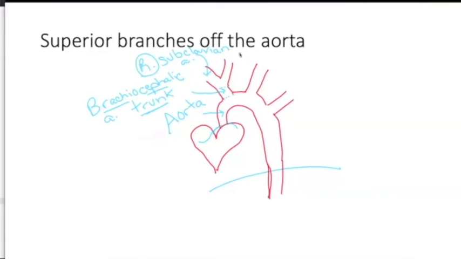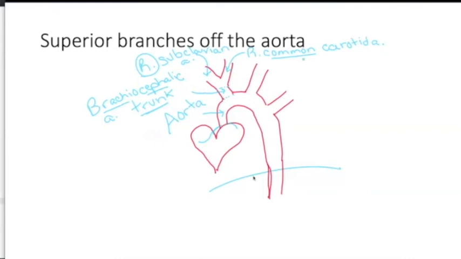And then this guy right here goes to the head. This is the right common carotid artery. That is the full name. Yes, it's long. This word common, we'll see that on a few blood vessels. We actually saw it on one of the nerves too. Common means it will eventually split into two things.